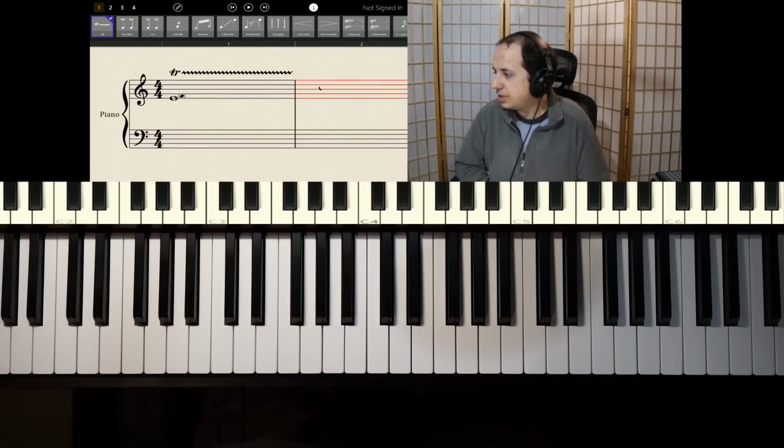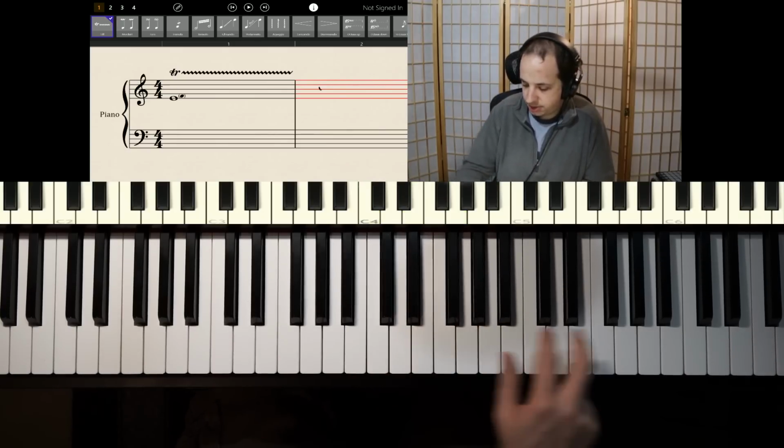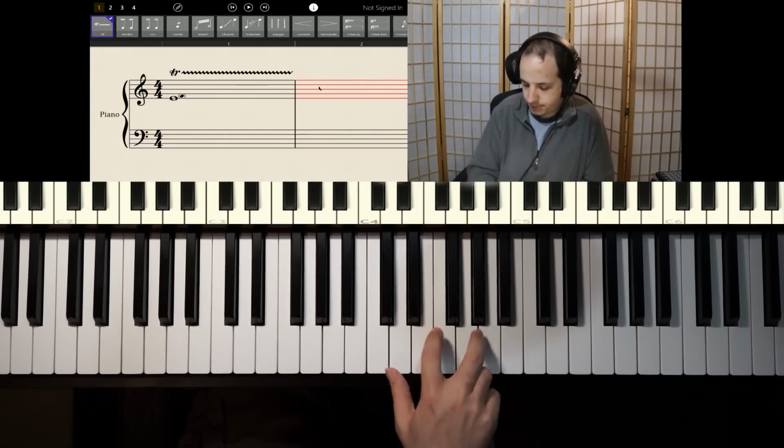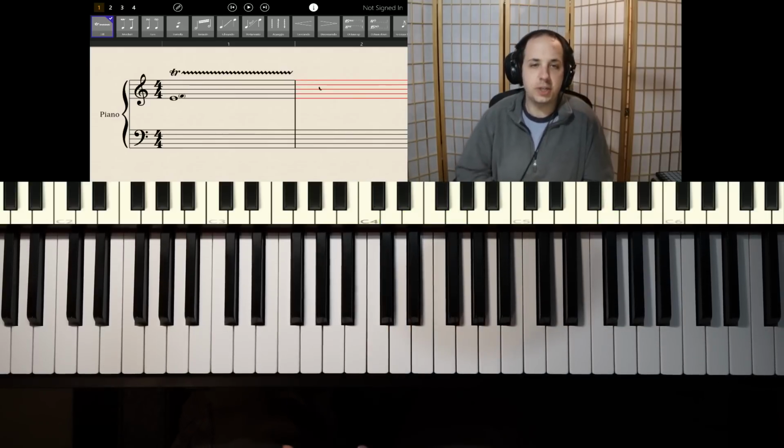Oh, well, that's still not the scale. I mean, that is the chord. That's basically playing like this. That's what technique you would use to play those.